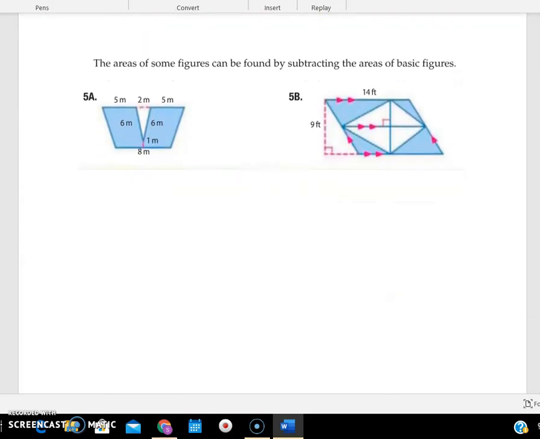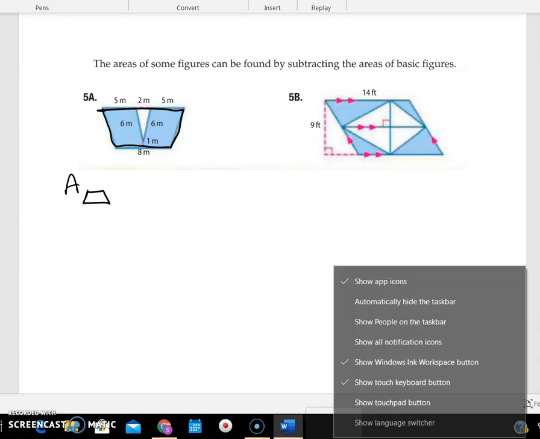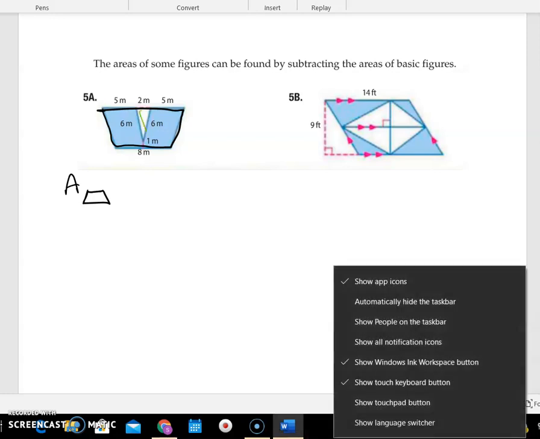Okay, in 5A and 5B, we're still finding the area of the composite figures, but we're going to use subtraction this time. The outer figure here is a shape that we do know, and that is a trapezoid. So I'm going to start with the area of the trapezoid. And then I'm going to subtract, because you'll see I have a missing piece. I'm going to subtract this triangle in the middle.